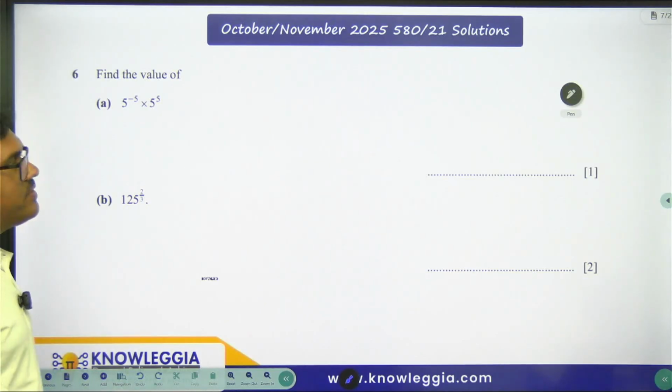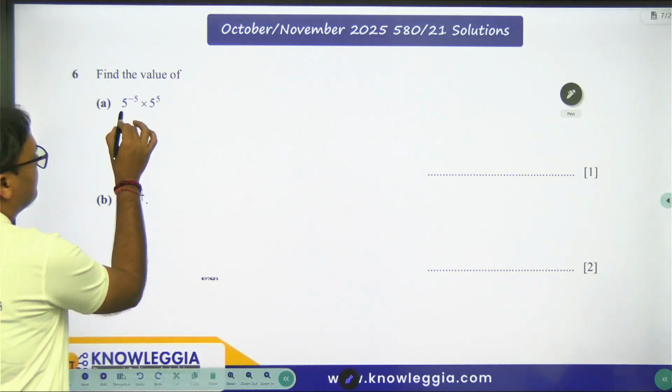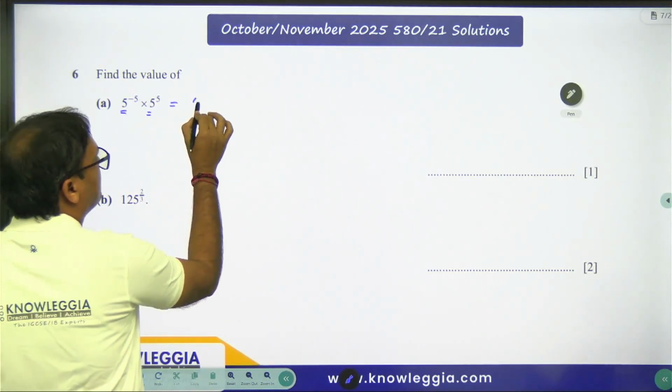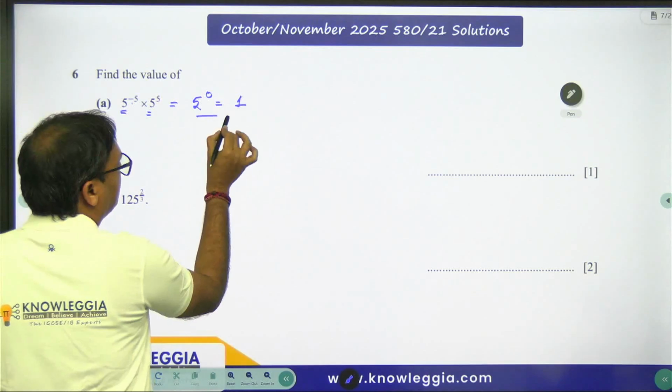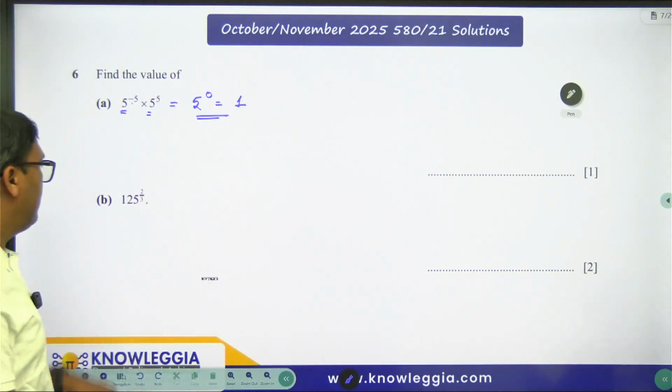Now what is the value of this exponents question? You can see the base is same, so the powers will add. So minus 5 plus 5 will become 0. And we know anything raised to 0 is equal to 1. Correct?